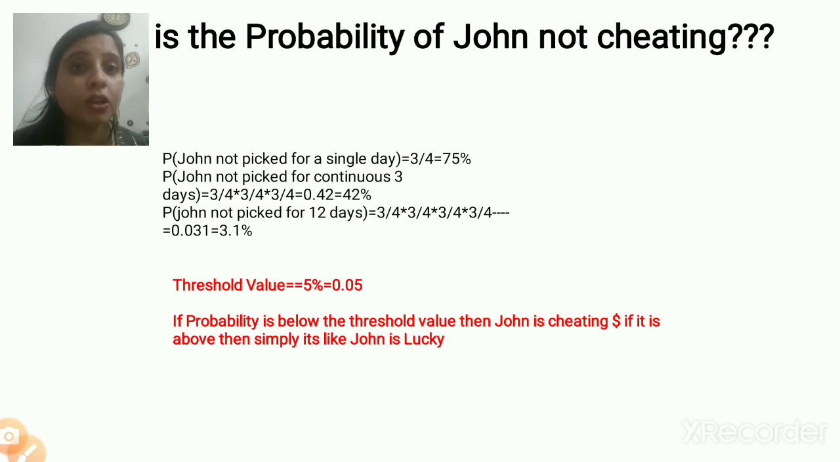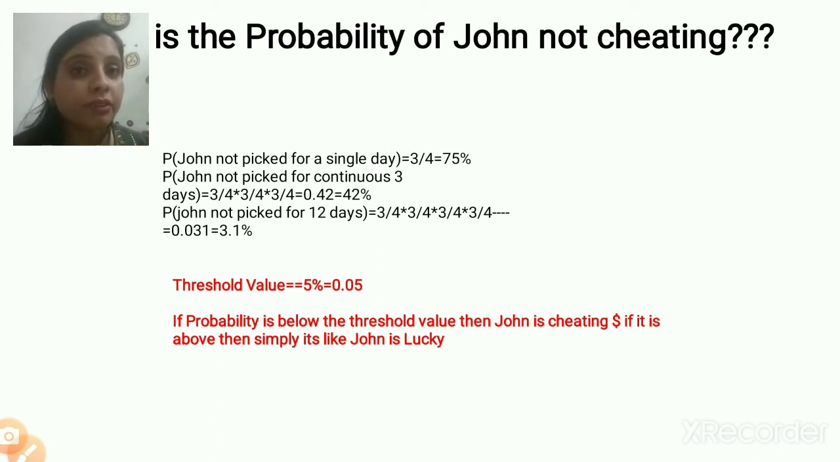Coming on to the third possibility, for example, if we are assuming that John's name is not picked for continuous 12 days. We started with the first day, we then moved on to the third day, and now we assume that John's name is not picked for continuous 12 days. Again, what will be the formula? We need to calculate for 12 days. So 3 by 4 into 3 by 4 into 3 by 4, or you can say (3 by 4) to the power 12, which comes out to be 3.1%.